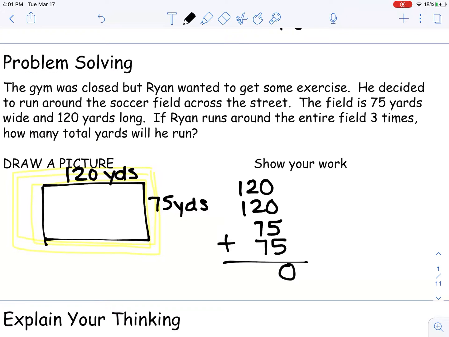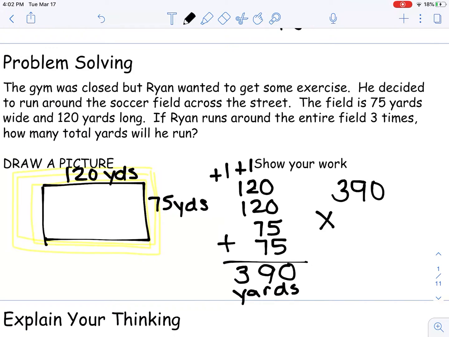I know 5 plus 5 is 10, carry my 1. 7 plus 7 is 14, and then I have 15, 16, 17, 18, 19, carry my 1, and then 3. But I'm not done there because he is doing this 3 times. So there's my key word. He's doing it 3 times. So I'm going to multiply that distance times 3.